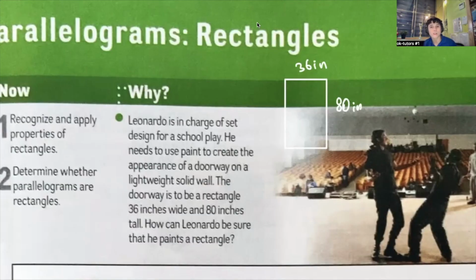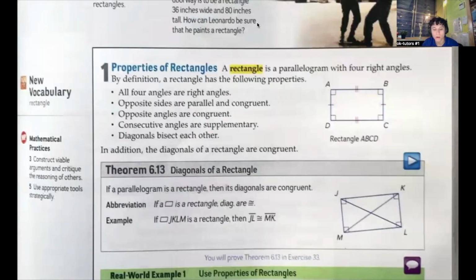So how can Leonardo be sure that he paints a rectangle? Well, he has to be sure, obviously. First of all, he has to draw on the floor these two dimensions and then connect them, because a rectangle is going to have congruent sides on both sides. This 80 and this 36. If he can prove that those sides are congruent, then he has himself a rectangle. Okay, so let's start with the basic properties.